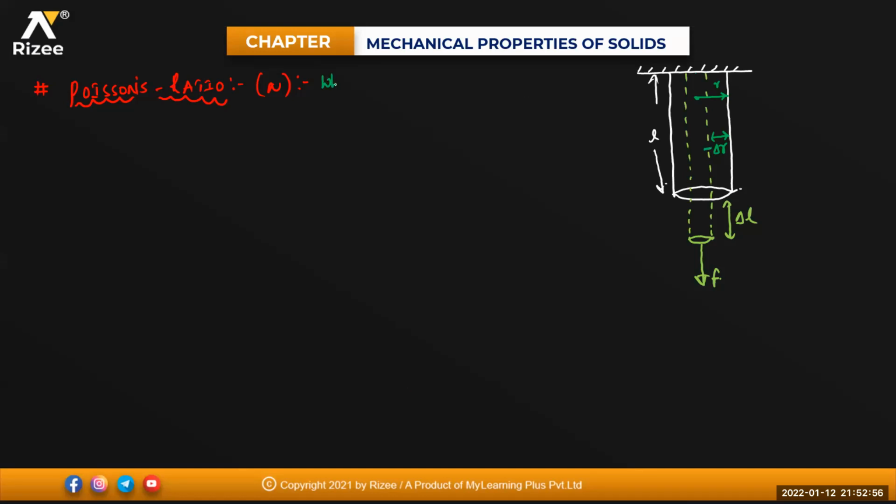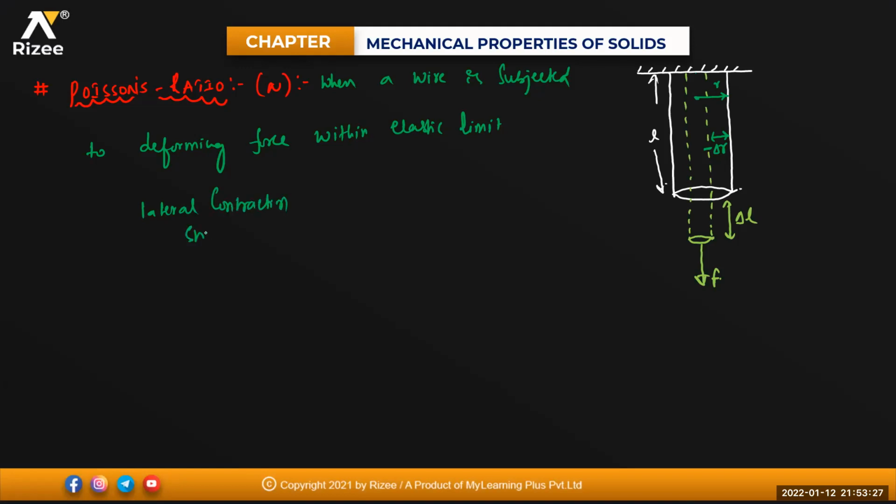That means what I mean to say is, when a wire is subjected to your deforming force within elastic limit, I can say that lateral contraction in your strain is directly proportional to longitudinal elongation in strain. Longitudinal elongation strain. Lateral means how do you write, beta? Can anyone tell me?